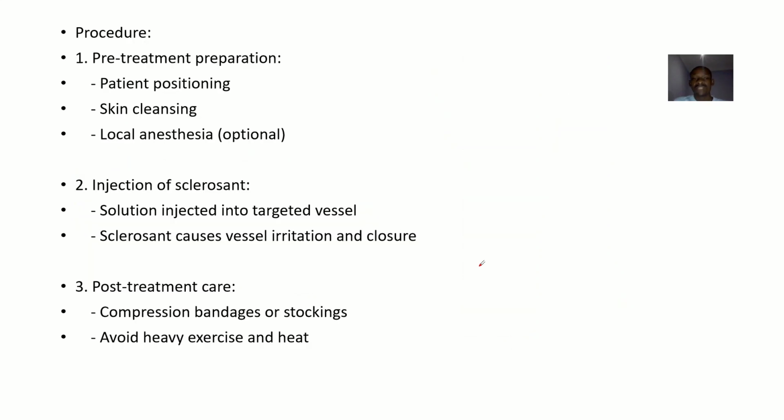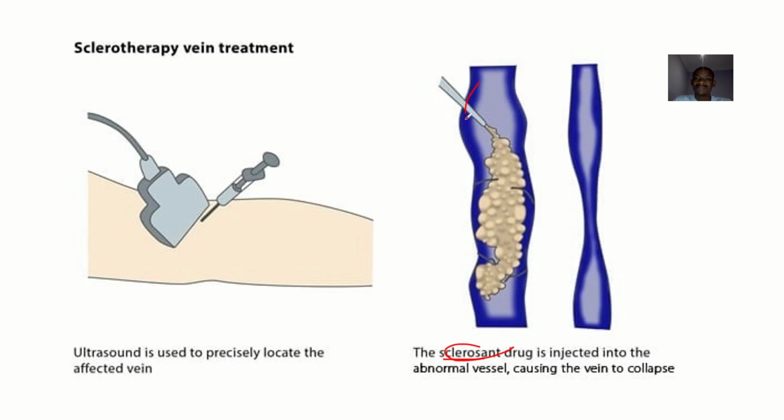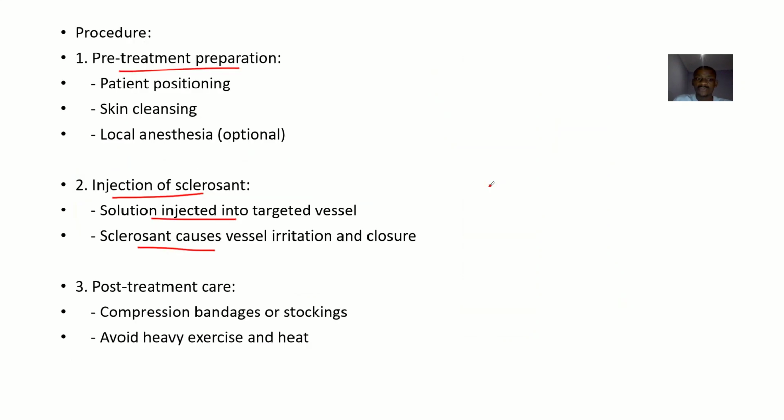So what is the procedure? How can you do this sclerotherapy? First of all, you have to prepare the patient, and that's under pre-treatment preparation, where you position the patient well, you clean the skin so that you don't drive infection from outside to inside. Then you could also give a local anesthesia. Then you now inject the sclerosant. So the solution is injected into the target vessel. The sclerosant will now cause the vessel to become irritated and close up. All right, because in varicoses, the vein is dilated and opened up like that, so you want to actually close it up, right?